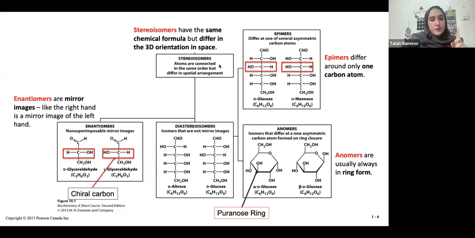So enantiomers are a kind of stereoisomer that are mirror images. If you flip them upon each other, they're going to collide and become one structure. This is what an enantiomer means. It's like you're looking at yourself in the mirror.